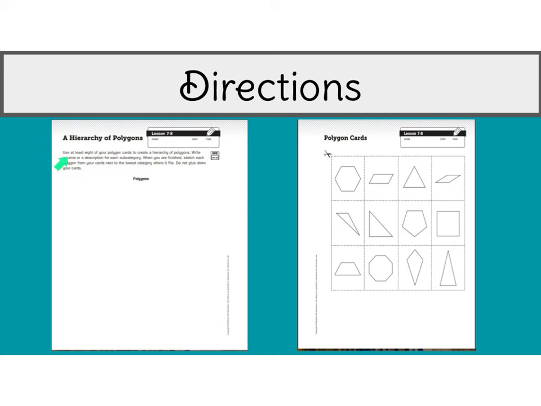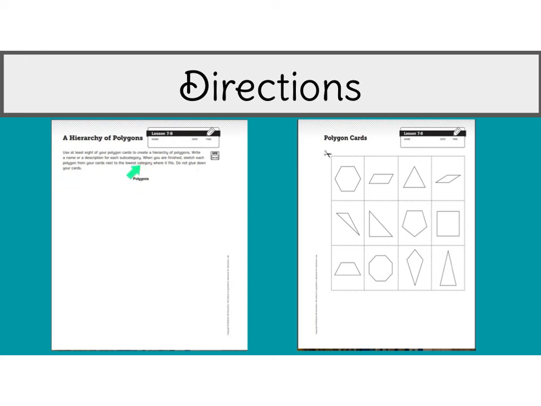It says use at least 8 of your polygon cards to create a hierarchy of polygons. Write a name or a description for each subcategory. When you are finished, sketch each polygon from your cards next to the lowest category where it fits. Do not glue down your cards.